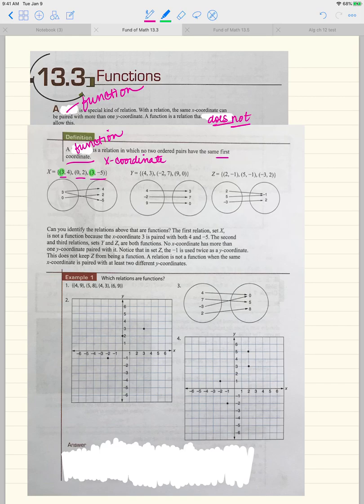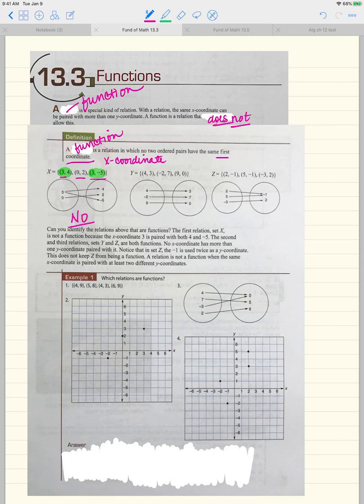Now, the definition of a function is a relation in which no two ordered pairs have the same first coordinate. Well, in this one, we have 2 ordered pairs in relation x that have the same x coordinate. They both have 3 as their x coordinate. So, can relation x be a function? That's a big no.